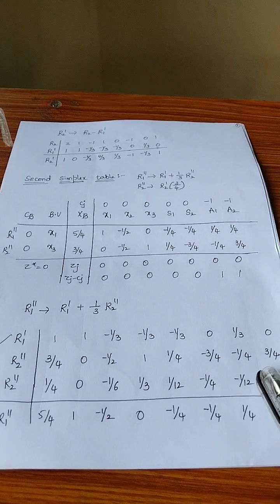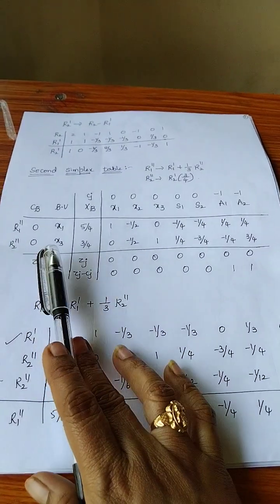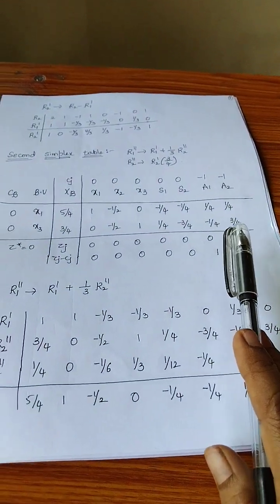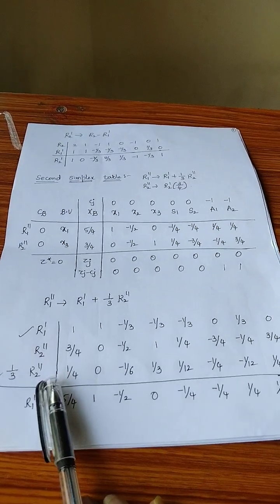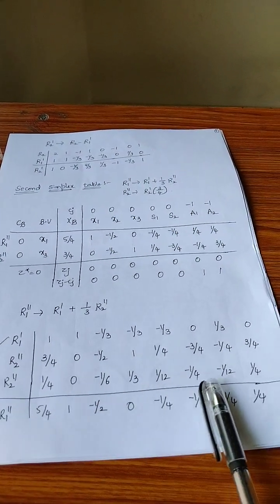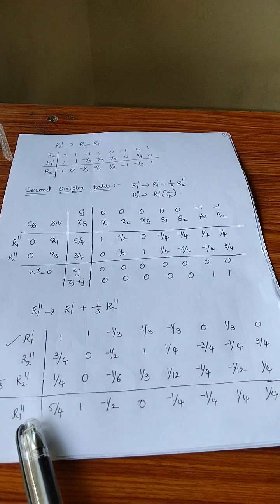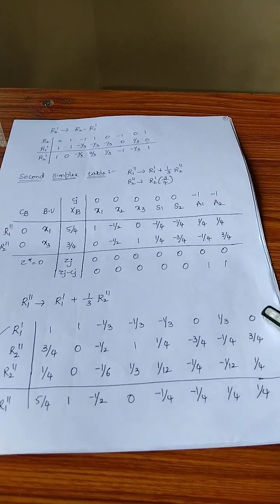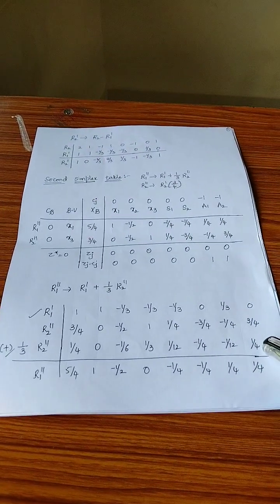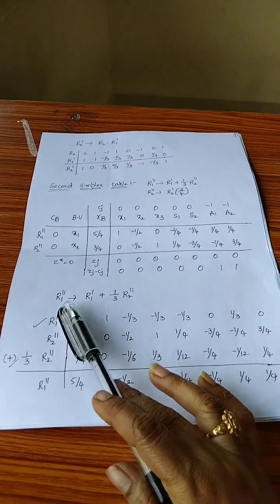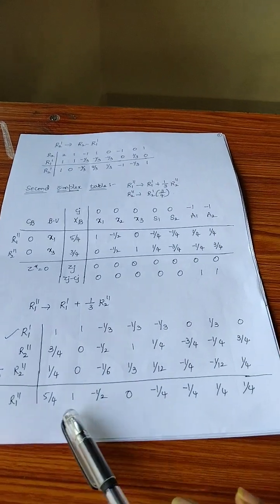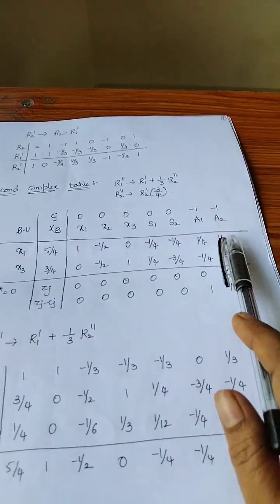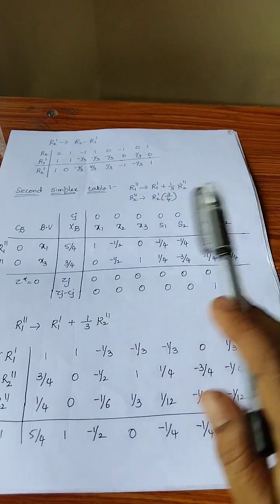the new row in the second simplex table, that is the second one, which you are going to multiply with 1 by 3. See, 1 by 3 into R2 double dash. These are the values you will be getting. The value of R1 double dash, whatever you got here, by adding the first one and third one, which I have ticked. By adding these two, you are going to get this line. This whole line you are going to represent in the place of R1 double dash.